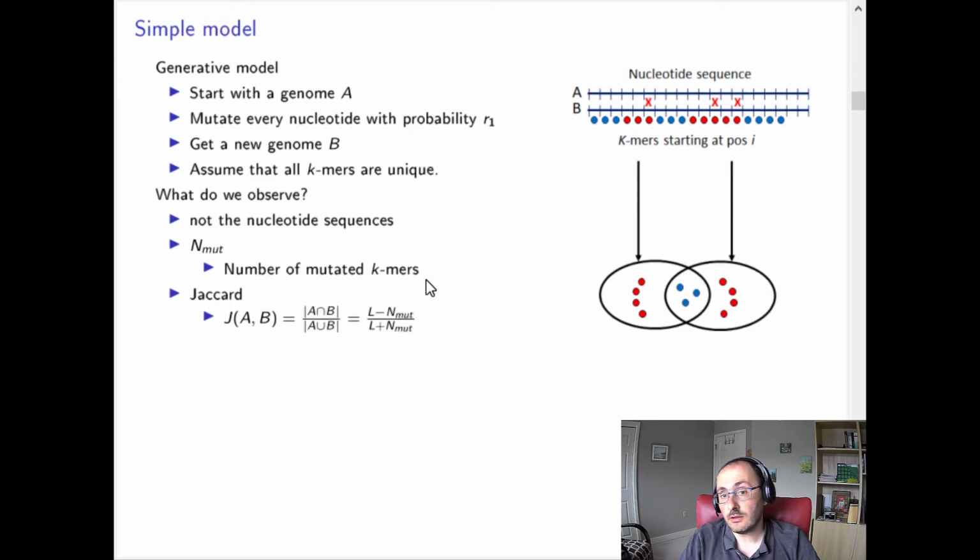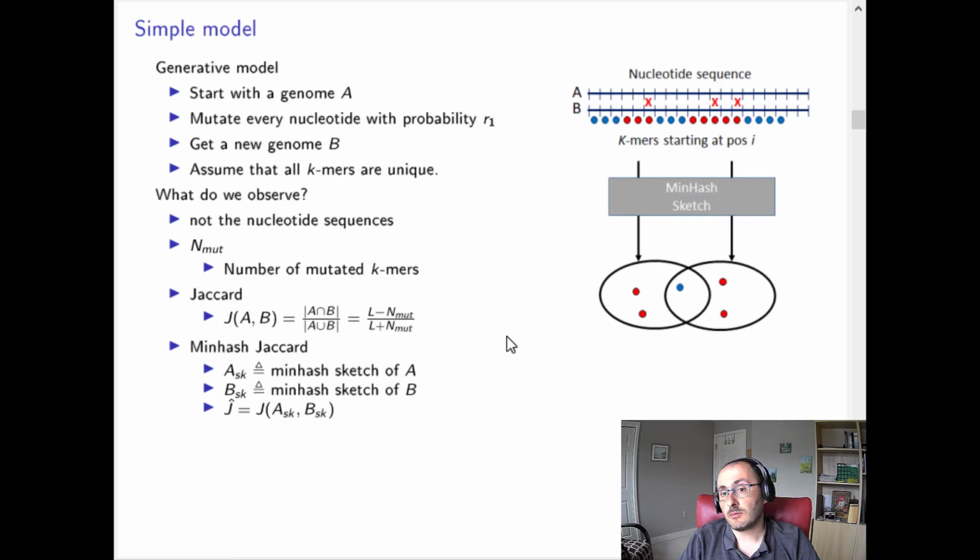So another variable we might look at is the Jaccard similarity. The Jaccard similarity between two sets of kmers is simply the fraction of kmers that are shared. And in this model, this simplifies because the only way we can generate a new kmer is through a mutation. Otherwise, the kmers are shared. So the Jaccard similarity becomes L, which is the number of kmers in every sequence, minus the number of mutated kmers, divided by L plus n_mut.